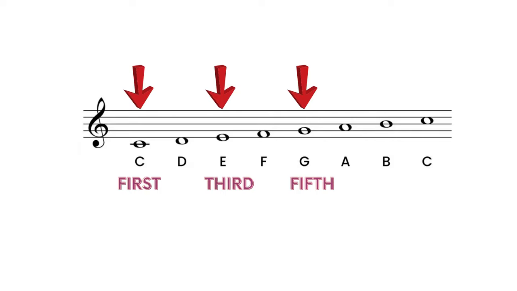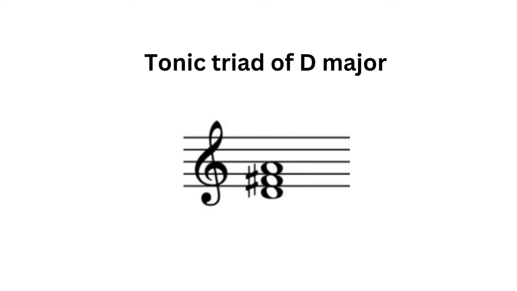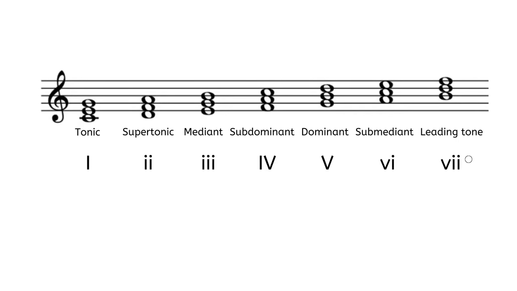With the same logic, you can create a tonic triad in any major and minor key. Now, can you tell what the tonic triad of D major is? Yes, you are right. The notes are D, F sharp, and A, corresponding to the first, third, and fifth degree of the D major scale, respectively. Now, we will go through how to label chords.